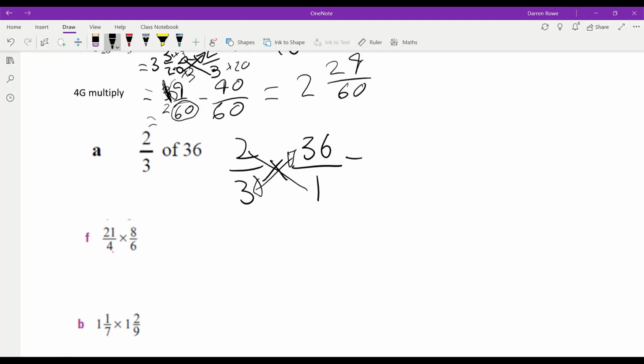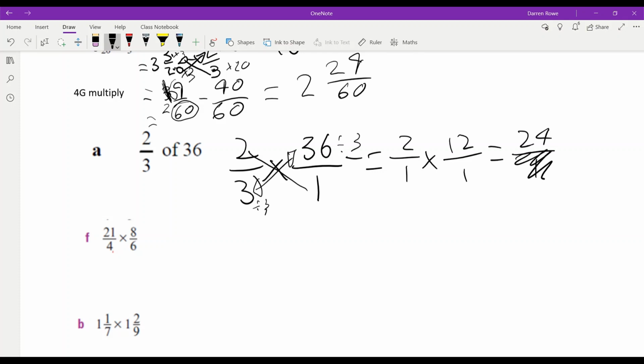So 1 and 2, they're nothing. But 3 and 36, is there a highest common factor between them for simplifying? Well, there is. You can divide by 3 and divide by 3, which leaves you with 2 still. The 3 divided by 3 was 1, and then 36 divided by 3 is 12 divided by 1, which equals 24 over 1. You're done. Except you don't really need the 1. You can just do 24.